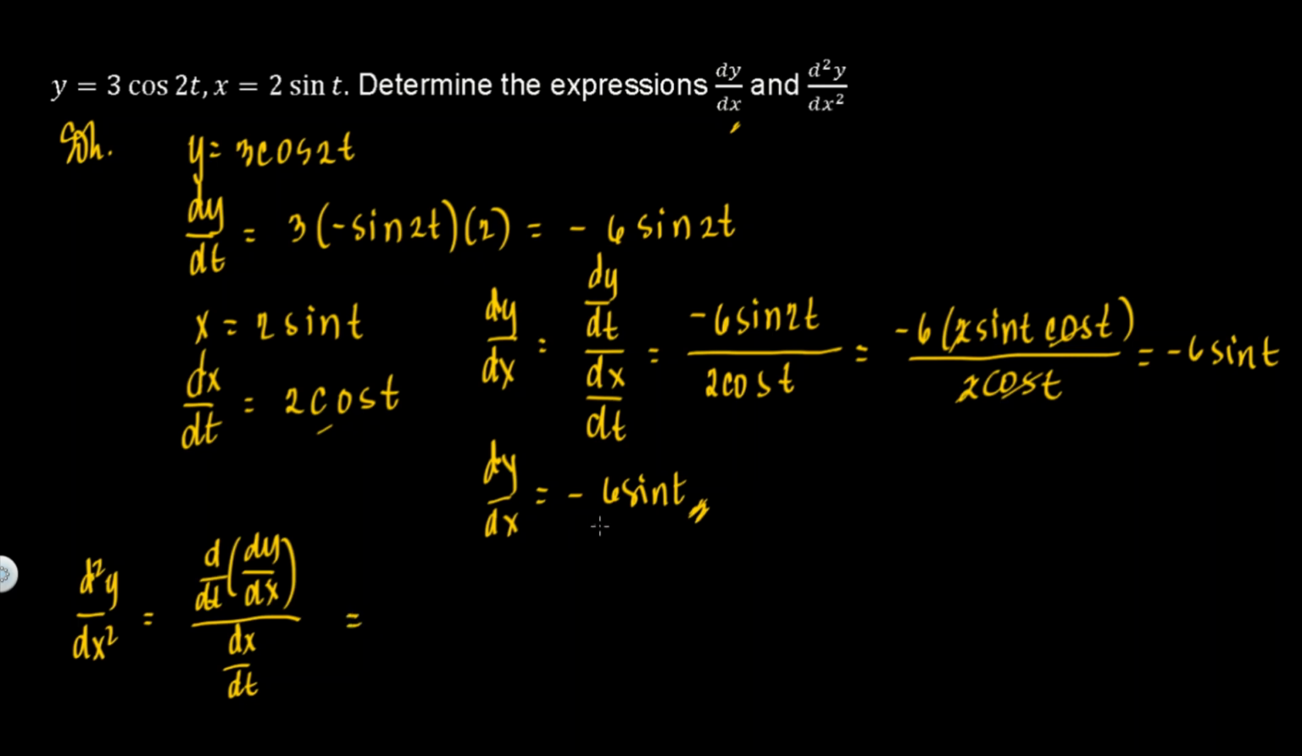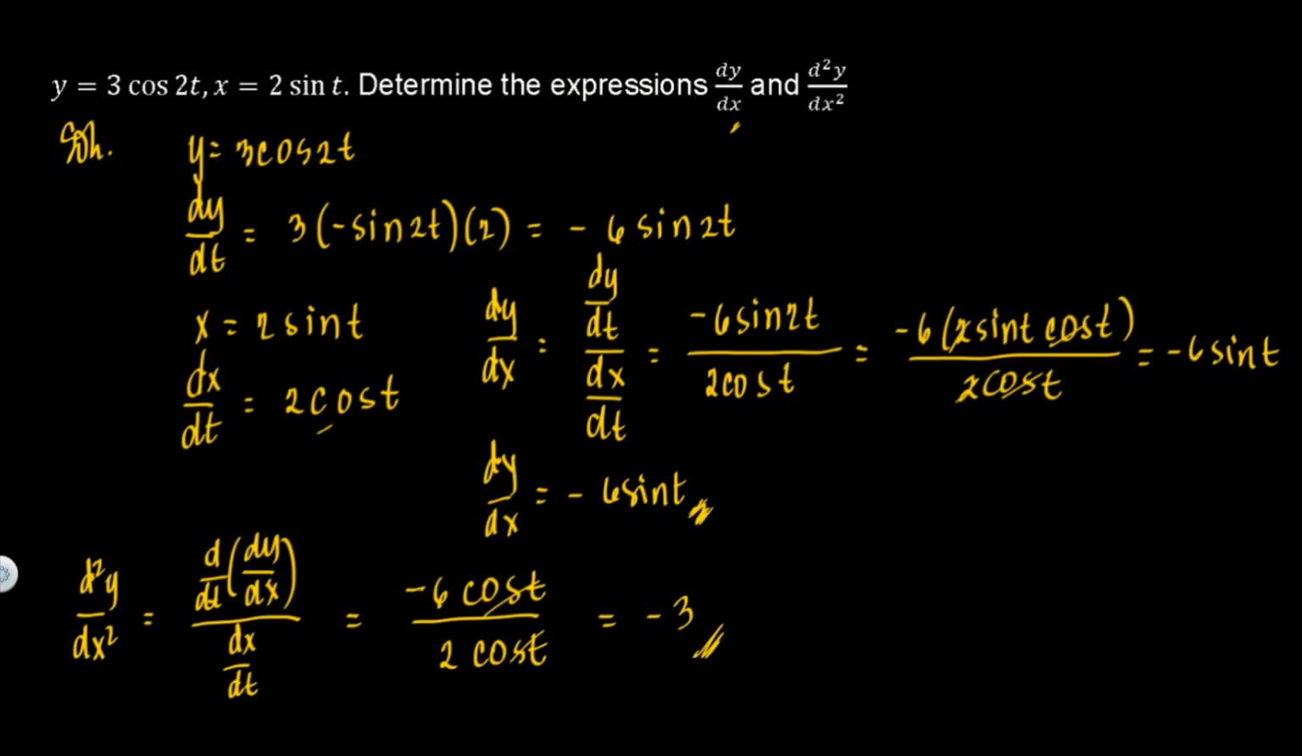So what is the derivative of this? This is the dy over dx, so we differentiate it with respect to t. So this is minus 6, derivative of sine is cosine t, then over dx over dt, which is 2 cosine of t. Okay? So the answer is minus 3. So the second derivative of y with respect to x is minus 3. So that's our answer for number 2. This is the second derivative, this is the first derivative.